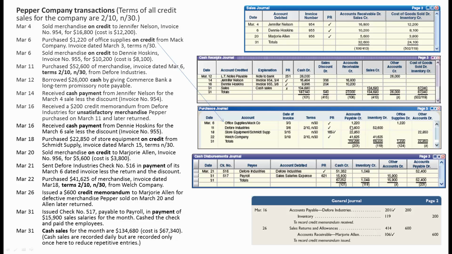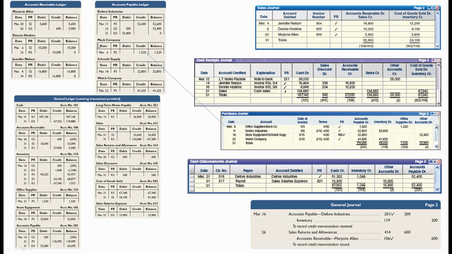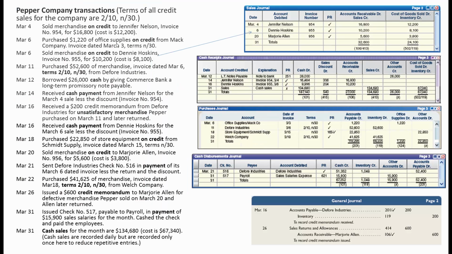Date of invoice, terms. This is accounts payable, and this is office supplies. So both of these will be recorded at the end of the period, these totals, but we want to update the amount we owe this vendor, so it's going to interface with the subsidiary ledger. So we're going to show that we owe Mac Company the amount that we used to purchase those supplies.